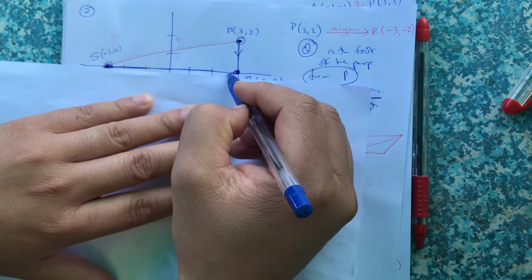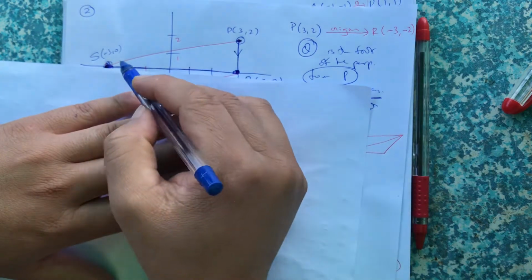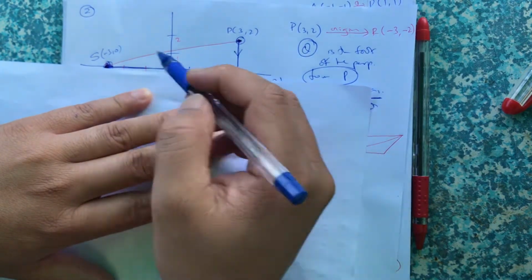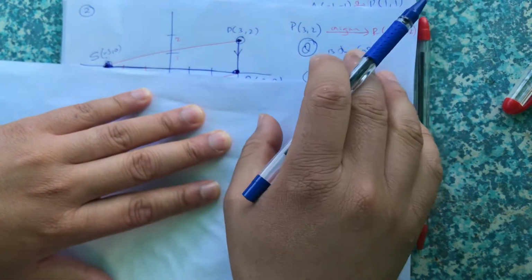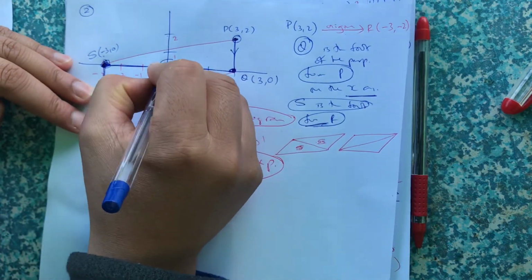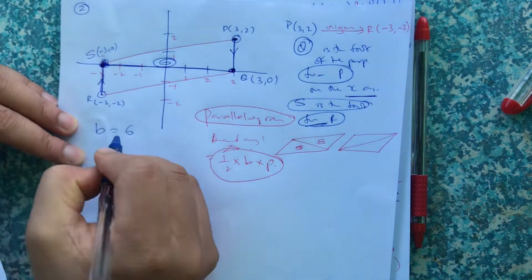Now the base, if I want to find it, is between this point and this point. These two points are on opposite sides. When they are on opposite sides, I just need to add. So this is 3, this is also 3. Negative is never taken when we find a length. So what is the base? It is 3 plus 3, which is equal to 6. So the base is equal to 6 units.